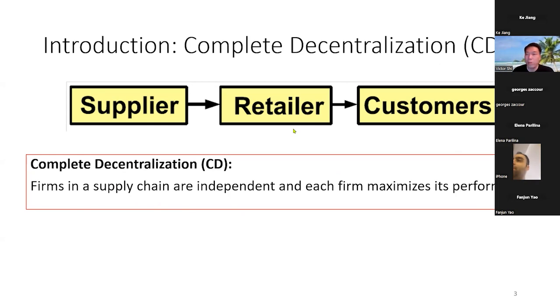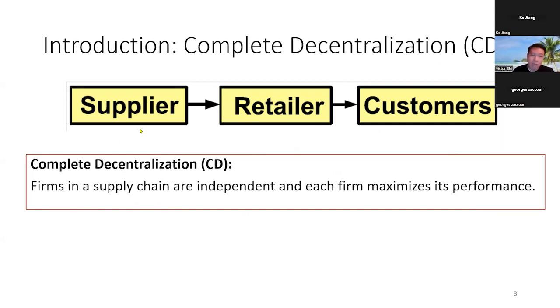So in this very simple supply chain, a supplier sells to a retailer, and the retailer sells to customers, right? So if this supply chain is in complete decentralization, it means the supplier wants to maximize its profit, the retailer wants to maximize its profit. Okay, so they make independent decisions.